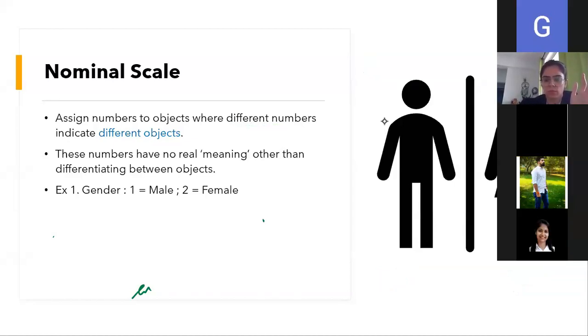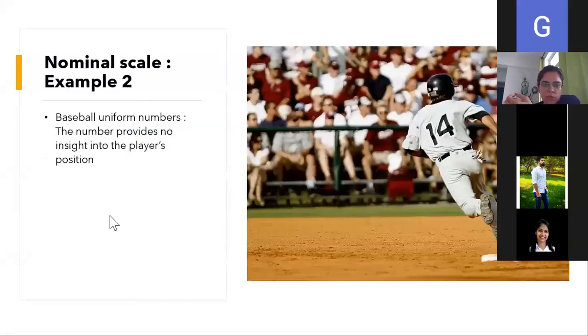It's like categorizing it and giving it a number. Yes, so it's called categorical data as well. You are making the categories and just assigning the numbers, so that you can identify which category it is. And accordingly you are giving the number. Let me give you one more example: baseball uniform numbers. This is also a nominal scale.